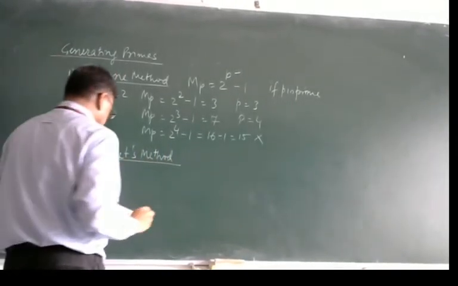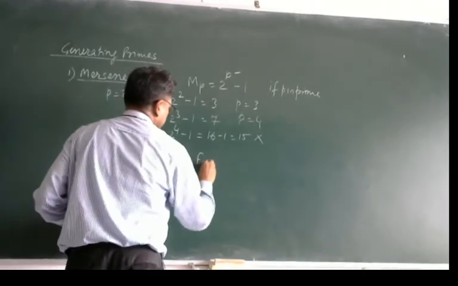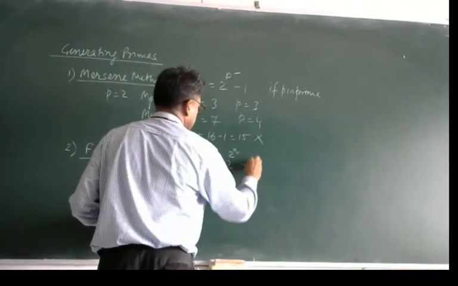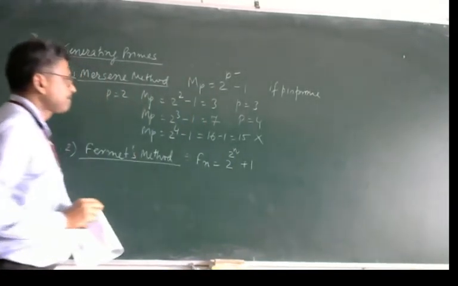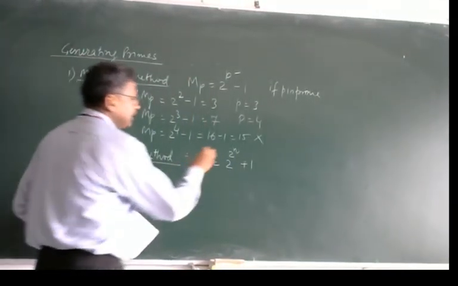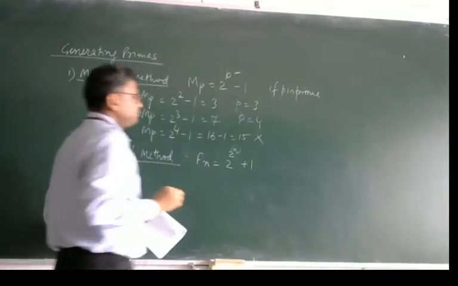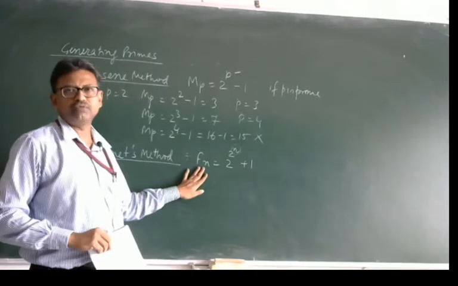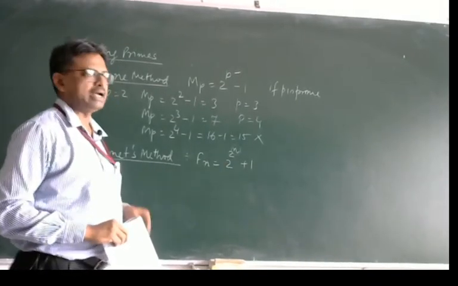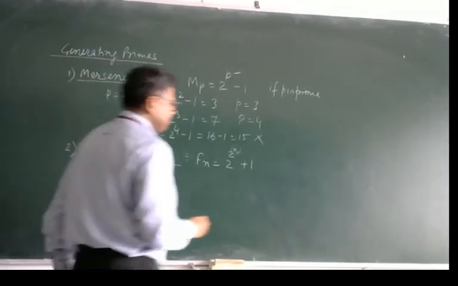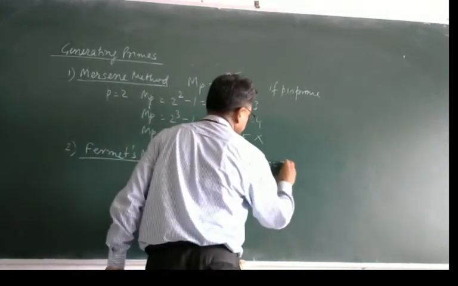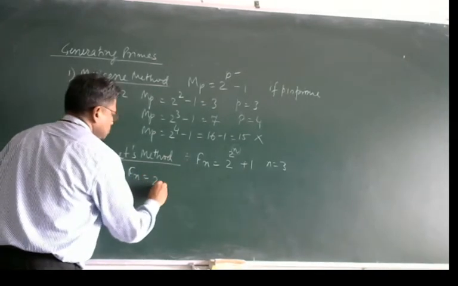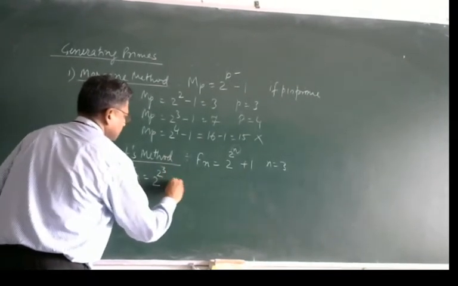In Fermat's method, Fn is equal to 2 to the power (2 to the power n) plus 1. It means for any value of n, if we put it in the right hand side, whatever value we get for Fn will be a prime number. Now, let us check how it happens. Suppose n is equal to 3. So, with n equal to 3, the value of Fn will become 2 to the power 2 to the power 3, plus 1.